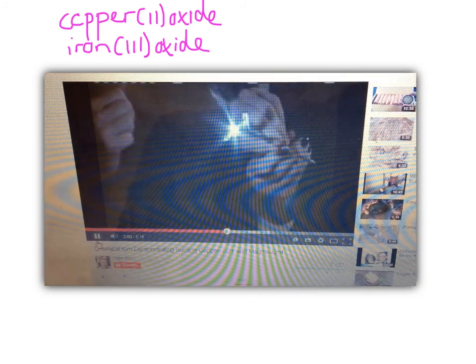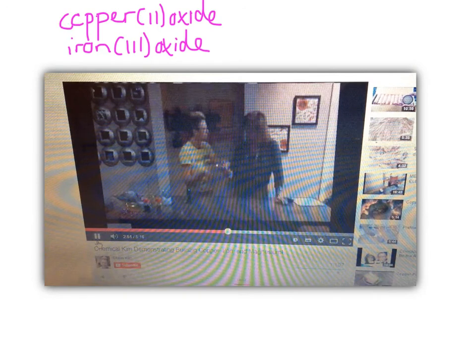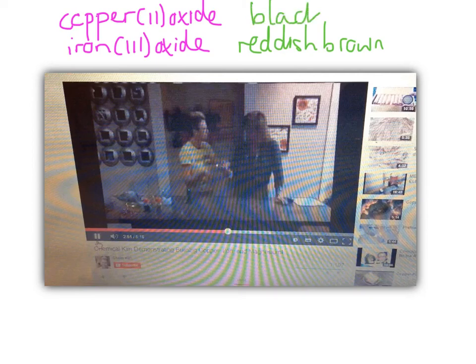Just take a look at the stock notation for copper 2 oxide and iron 3 oxide, which are the products when copper burns in oxygen and when iron burns in oxygen. So what are these colors going to be? This is going to be a reddish brown product. This one's going to be a black product. Magnesium oxide is a white product, as is calcium oxide.